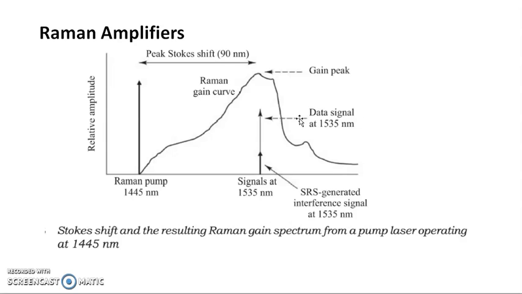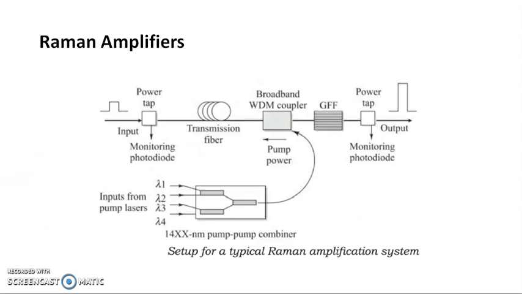The gain curve is given in terms of the Raman gain coefficient of a given amplifier. So we can use this Raman amplifier for amplification. A typical example of a Raman amplification: the input power, the power tap which monitors the output here, then the total link, the transmission fiber. This one is your pump, which has various wavelengths. Those various wavelengths are used for the shift in the wavelength. This one is a coupler, that is the pump power coupler. In the GFF we can have a filter, so we will get the output here.